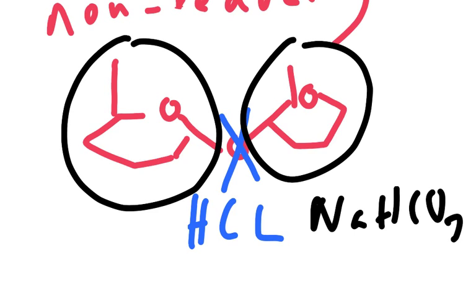Because by boiling it with acid, you're turning these non-reducing sugars into a reducing sugar, which then changes the Benedict's and turns it red, which means you can then detect it.